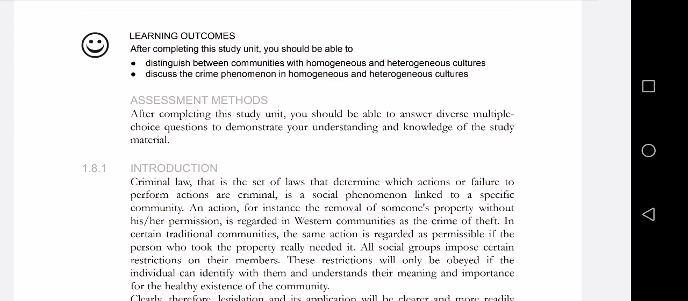All right, learning outcome. After the completion of this study unit, you should be able to distinguish between the communities with homogeneous and heterogeneous cultures. Discuss the crime phenomenon in homogeneous and heterogeneous cultures. Assessment methods. After completing the study unit, you should be able to answer diverse multiple choice questions to demonstrate your understanding and knowledge of the study material.